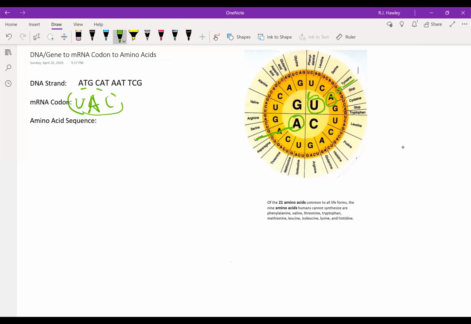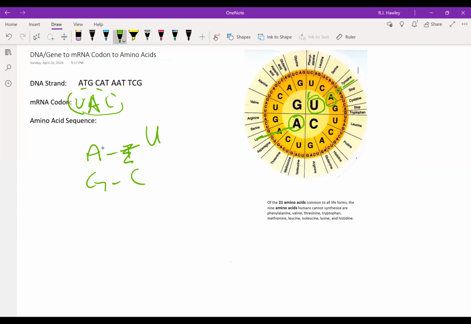Wait, I have a question. Yes. How does it go from ATG to UAC? Like, how do you do that step? Remember, in the nucleotides in DNA, A pairs with T and G with C. But in mRNA, the T goes away and it's uracil, U.